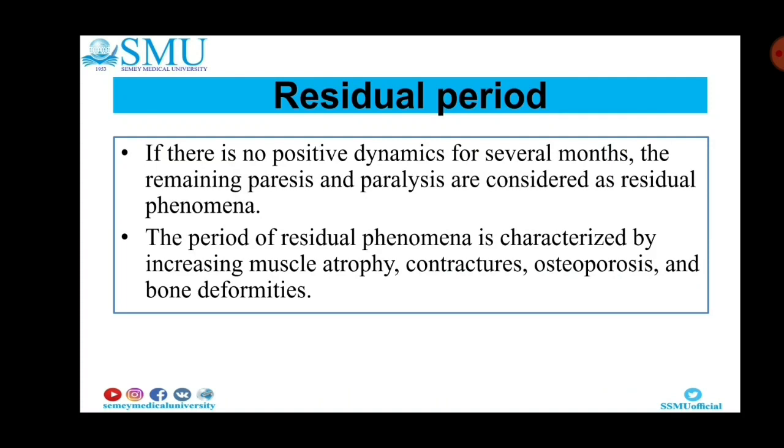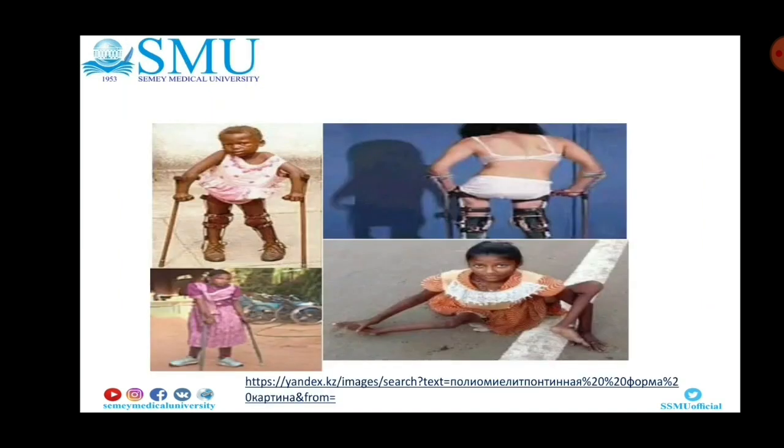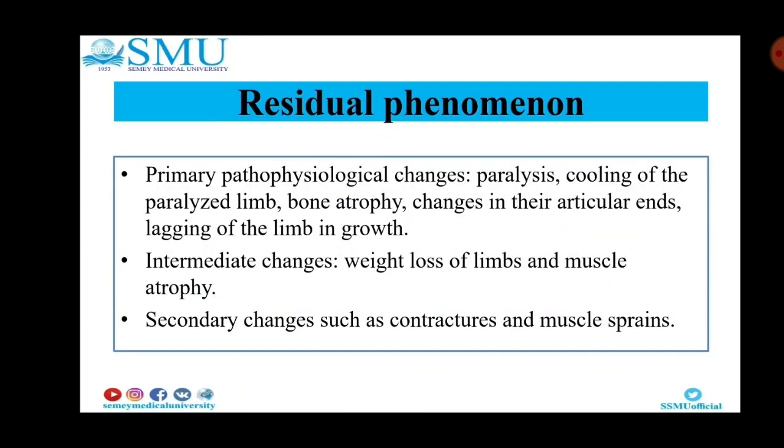Residual period. If there is no positive dynamics for several months, the remaining paresis and paralysis are considered residual phenomena. The period of residual phenomena is characterized by increasing muscle atrophy, contractures, osteoporosis, and bone deformity. This is the residual period and deformation of the skeleton.